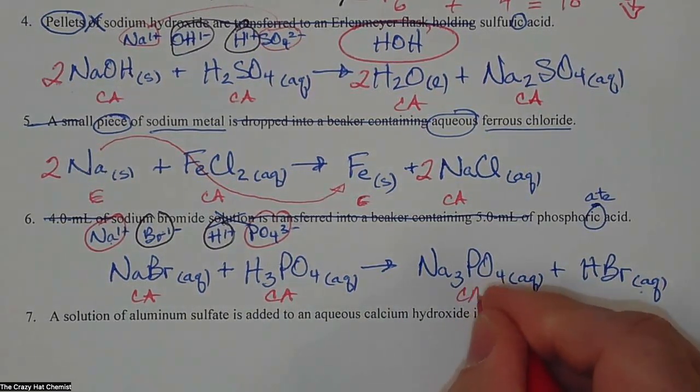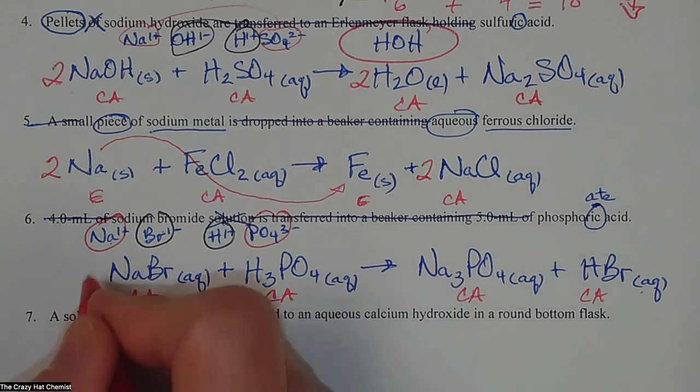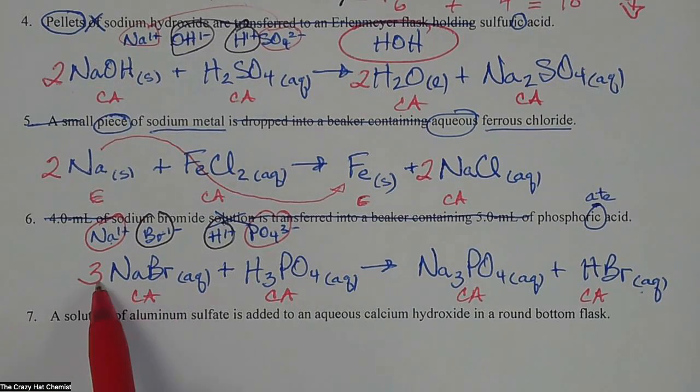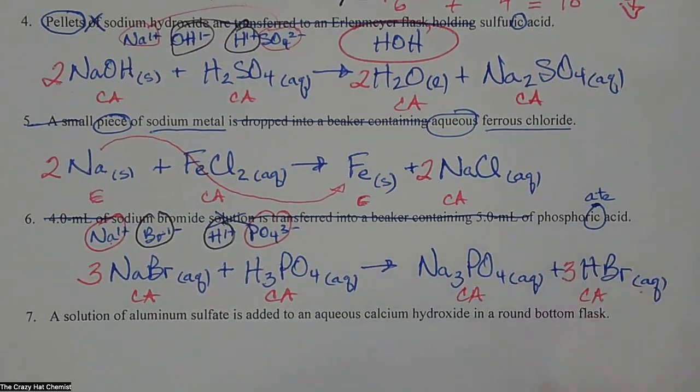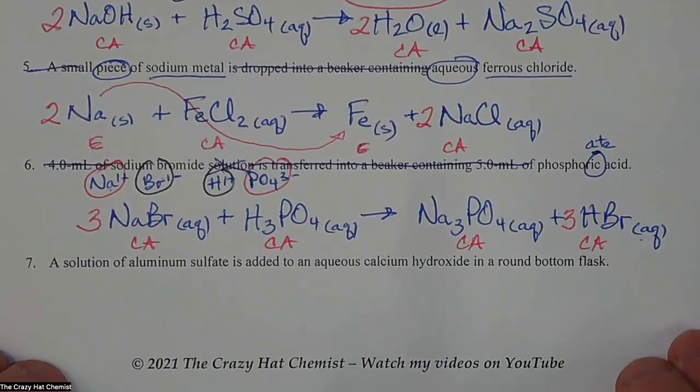It's following the classic cation anion. And now what we need to do is balance this. There are three sodiums on the product side. So we're going to certainly put three sodiums there on the reactant side. Three bromines on the reactant side and three bromines on the product side. And now that one is balanced. Pencil drop. Okay. Now we're going to go to the next one.